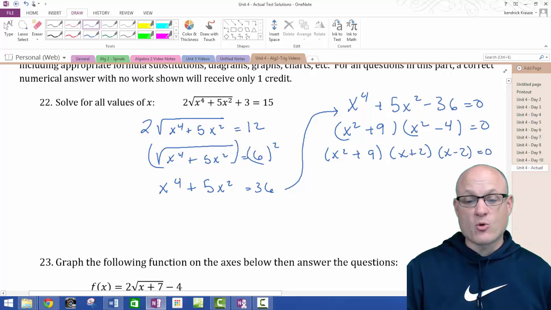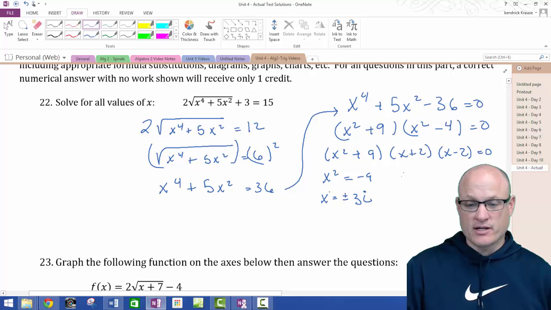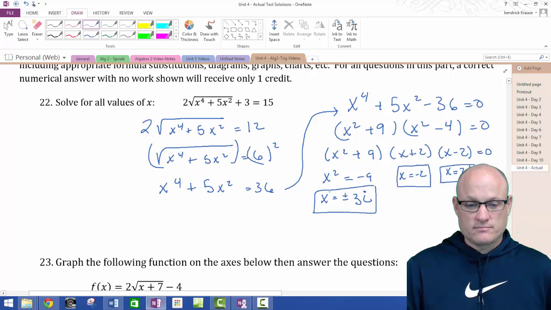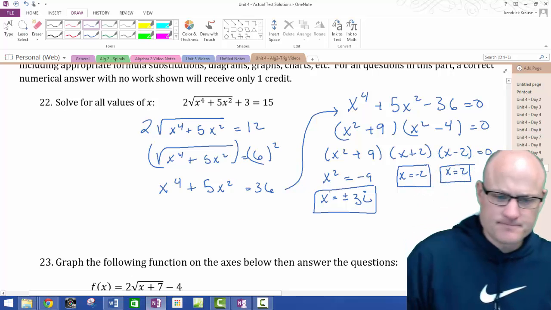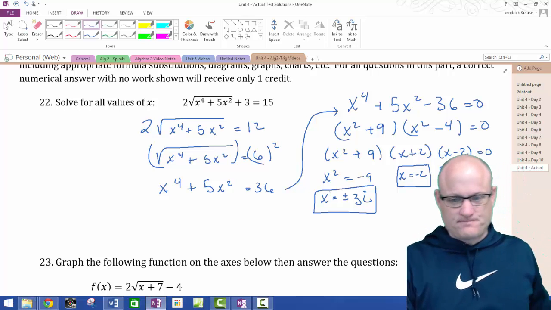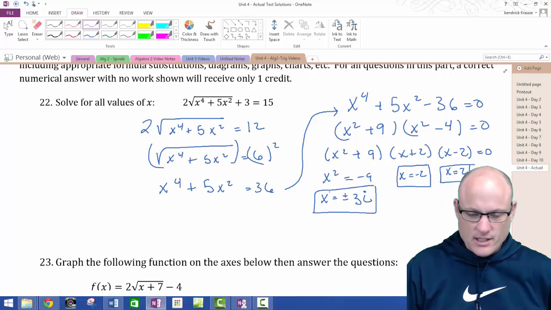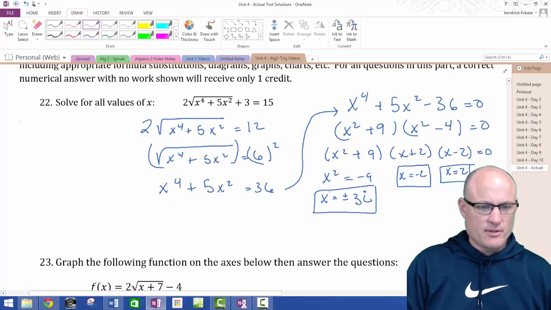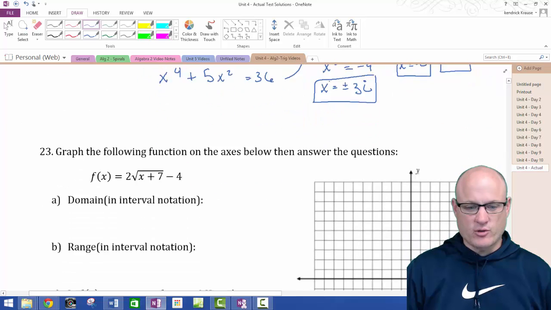So I actually get 4 answers. X squared equals negative 9. So I get x equals plus or minus 3i. Here I get x equals negative 2, and here I get x equals positive 2. So you needed to check all of your answers. I don't have my graphing calculator, so that's going to be a little bit tricky for me. I'm not going to go through that today. That one I just stow and check.